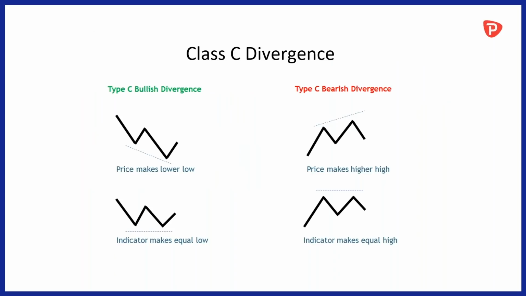Class B divergence rates very, very highly in our scoring system because it's always supported by at least 2 different elements in the market that are going to give it a little bit of a push in the direction that you think it's going to go.